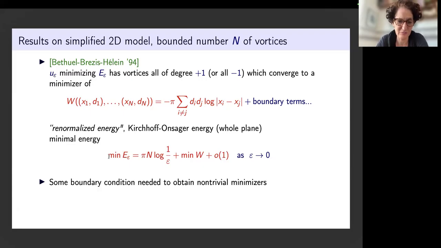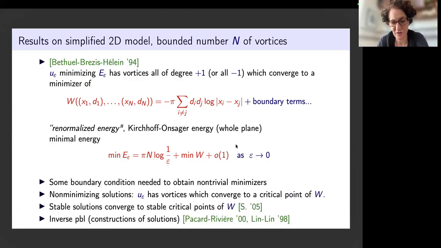Okay, so now comes the expansion of the minimal energy. We have this divergent part, pi N log 1 over epsilon. So it's, as I said, pi log 1 over epsilon per vortex, plus the minimum of this W, and then the rest is a little o of 1 as epsilon goes to 0. Okay, so this is a rather simplified setting, right? Because as I said, you impose some boundary condition, and this way you obtain some non-trivial minimizers.